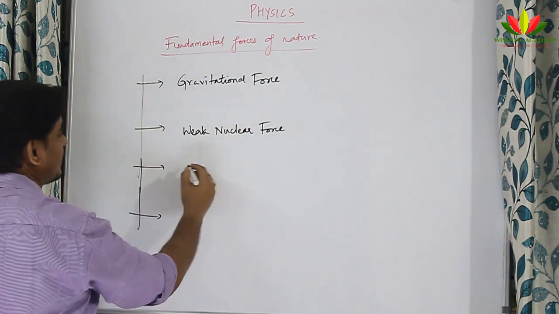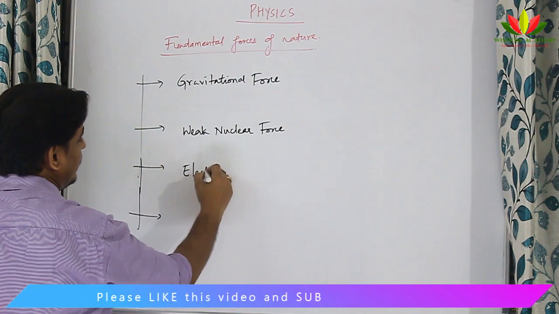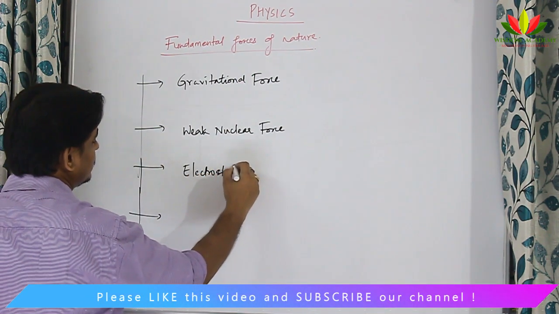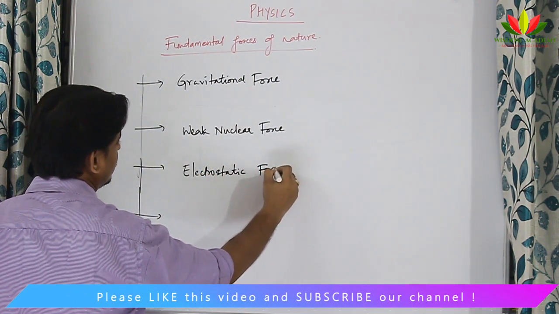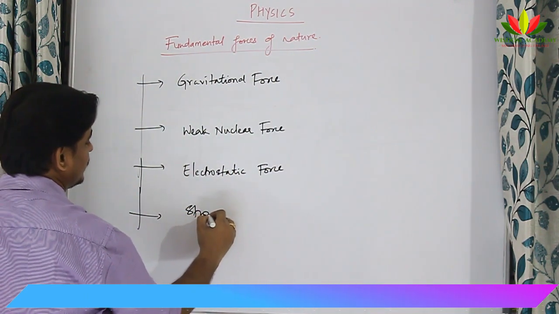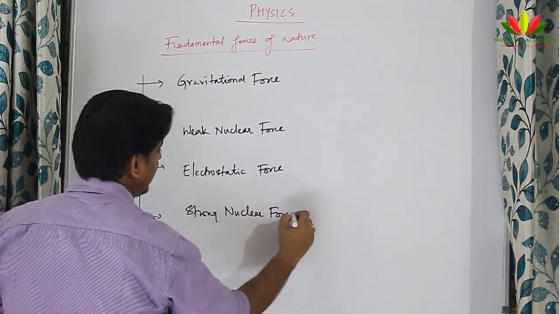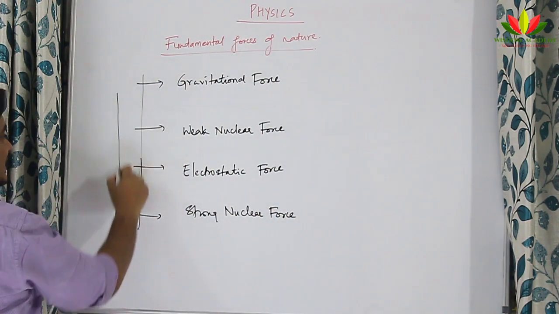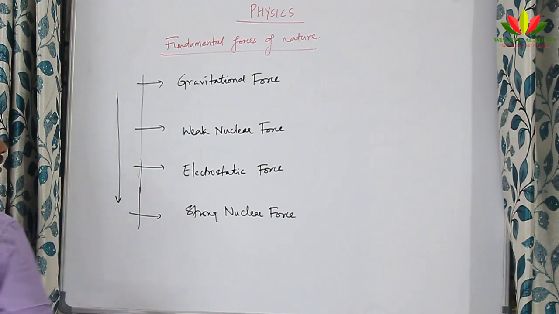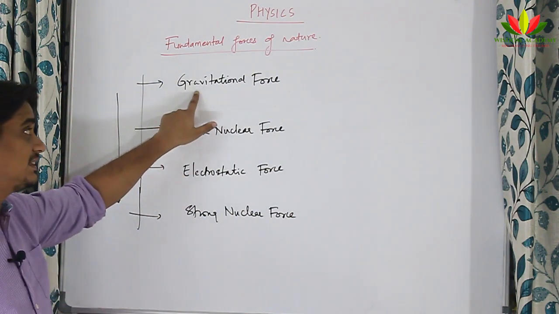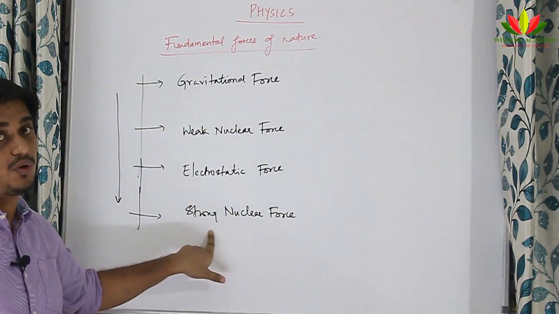Then we have electrostatic force. And then we have strong nuclear force. I have written about all these forces in the increasing order of their magnitude. So I want to say that this is the weakest force and this is the strongest force.